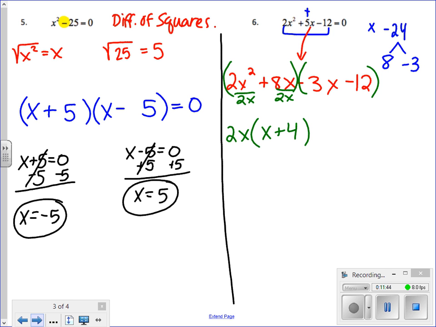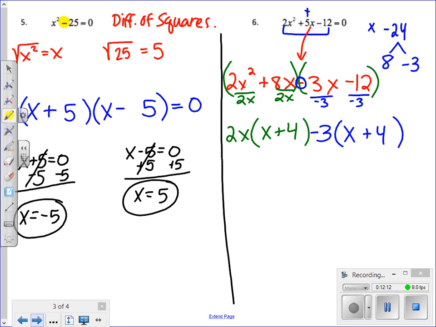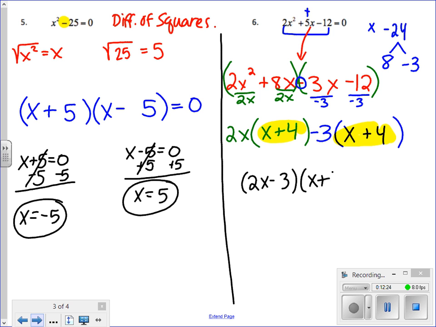When I look at the second factor, the negative 3 has a negative in front, so my GCF is going to be negative, and there's a 3 that goes into both of those terms. So my GCF is negative 3, which I go ahead and divide out of each term. Negative 3x divided by negative 3 is x. Negative 12 divided by negative 3 is positive 4. As always, the good thing there is that the x plus 4s are exactly the same. So then I can write my factored form of 2x minus 3 and x plus 4.